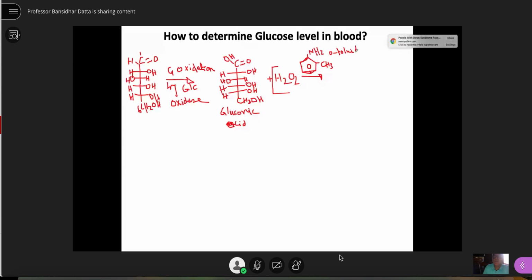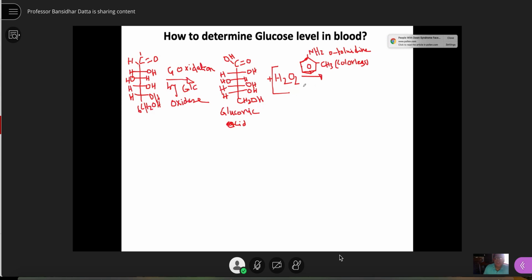Toluidine. All right, so everybody okay? Orthotoluidine is the name of the molecule. And this molecule is colorless. No color. So you take this molecule, a colorless molecule, and then add an enzyme.